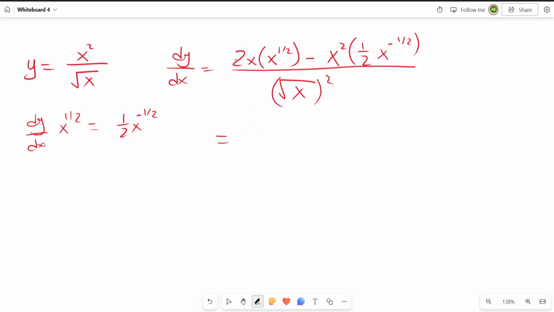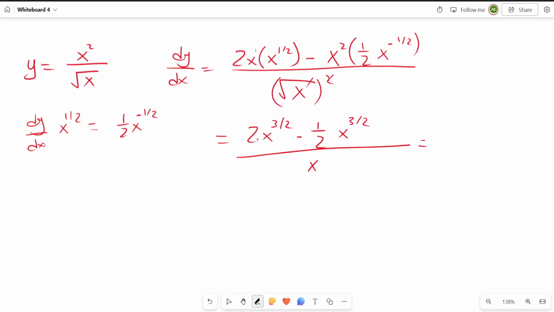So simplifying, 2x times x power half. So I will add the powers. This is a power of 1, this is a power of half. So it's going to give me a 2x power 1 plus half is 3 over 2. Minus, I have a 1 over 2 here. Then I have x, which 2 minus half is also 1.5, or 3 over 2. And then I will have square root of x squared. This is going to give me an x because the square and the square root are going to cancel.